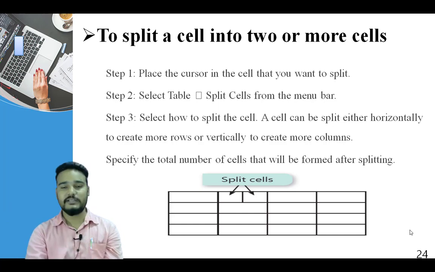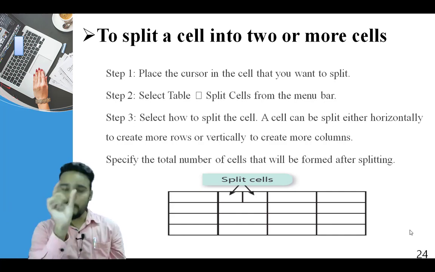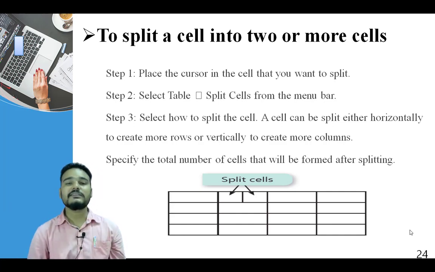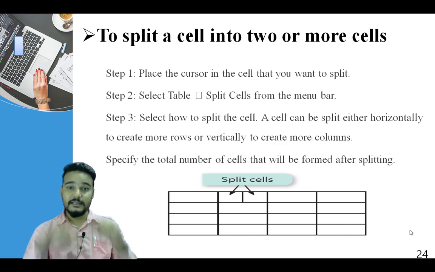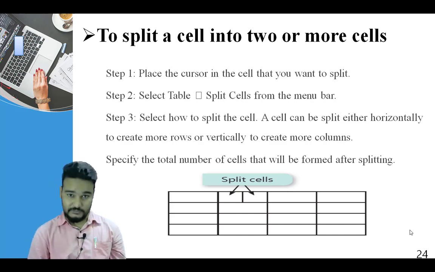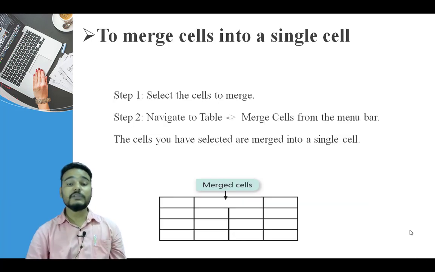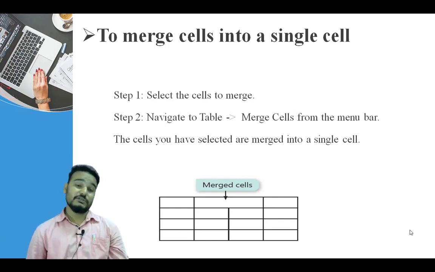Means making 1 or 2 cells of one cell. That is nothing but the splitting. When someone asks you about splitting of cell, remember the example of biscuit. You have to remember the biscuit example. Okay, next one, merging cells into a single cell.